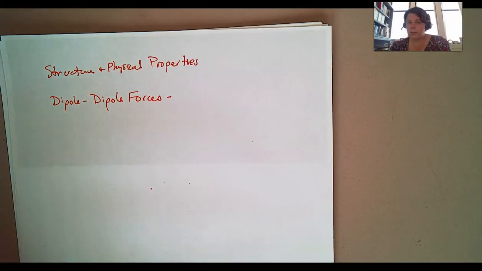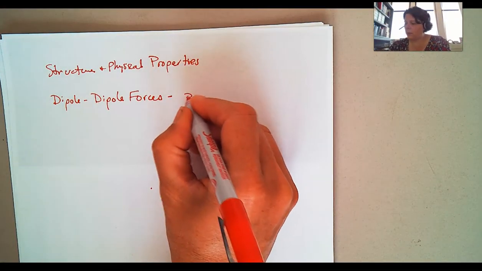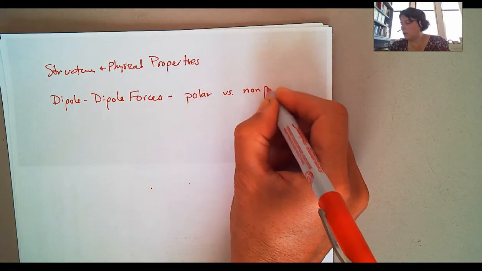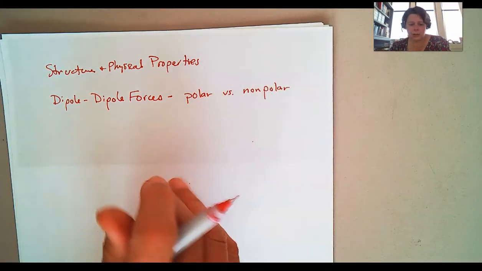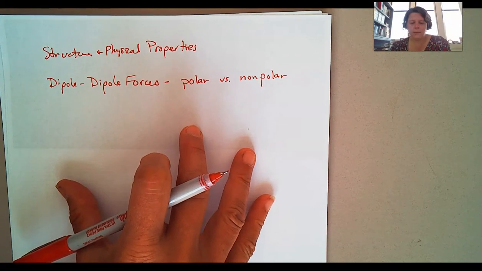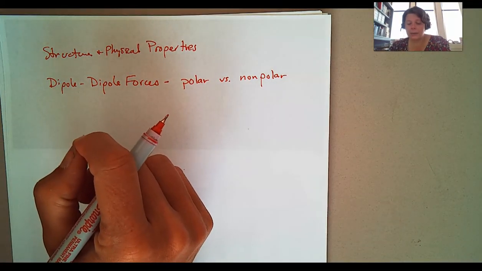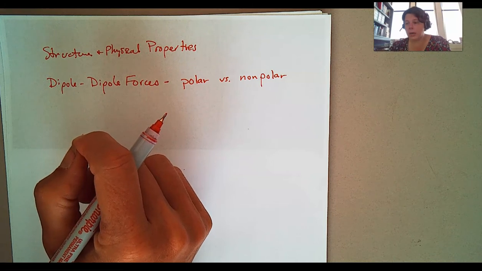So we already talked about this. This is the idea of a compound being polar versus non-polar. We've already talked about this a little bit. With covalent bonds, we have a positive and a negative end, so there's attractions to them.